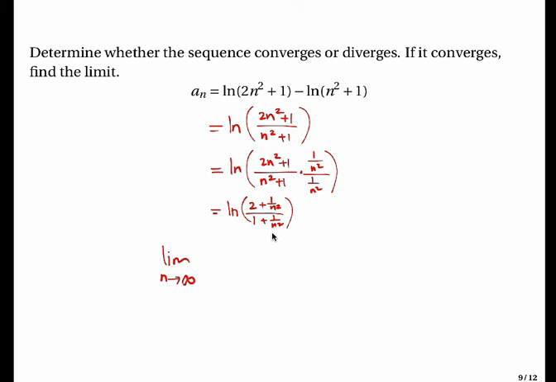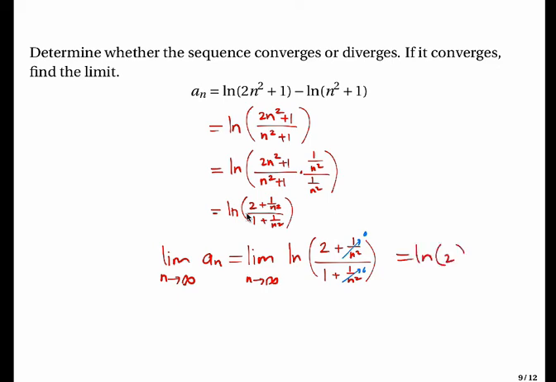So the limit as n approaches infinity of a_n is equal to the limit as n approaches infinity of, and we write this final form here, ln of (2 plus 1 over n squared) over (1 plus 1 over n squared). And as usual, as n approaches infinity, this will go to 0. This guy here will go to 0, which means the limit will just be ln of 2. And therefore, this sequence here is convergent.